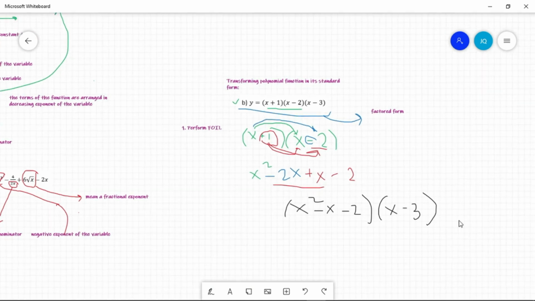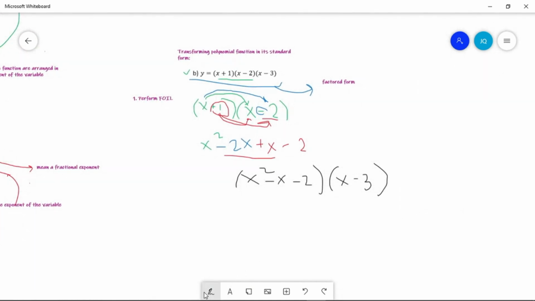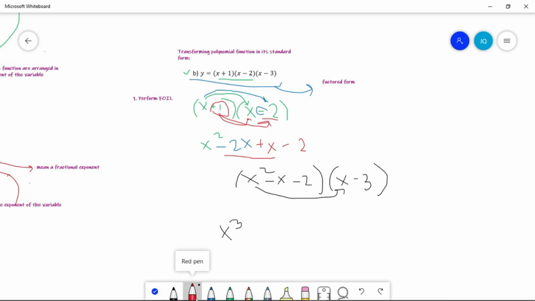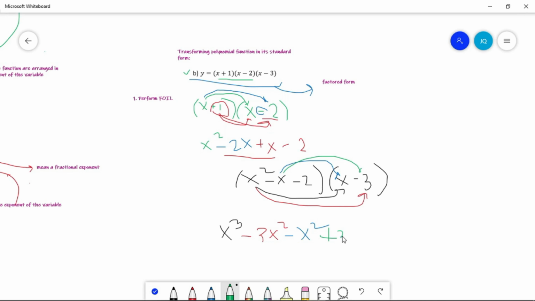Okay. So, x squared times x is equals to x cubed. You add the exponents when you multiply. Next is x squared times negative 3, that's negative 3x squared. Next is negative x times x is equals to negative x squared. Next is negative x times negative 3, so that's positive 3x.